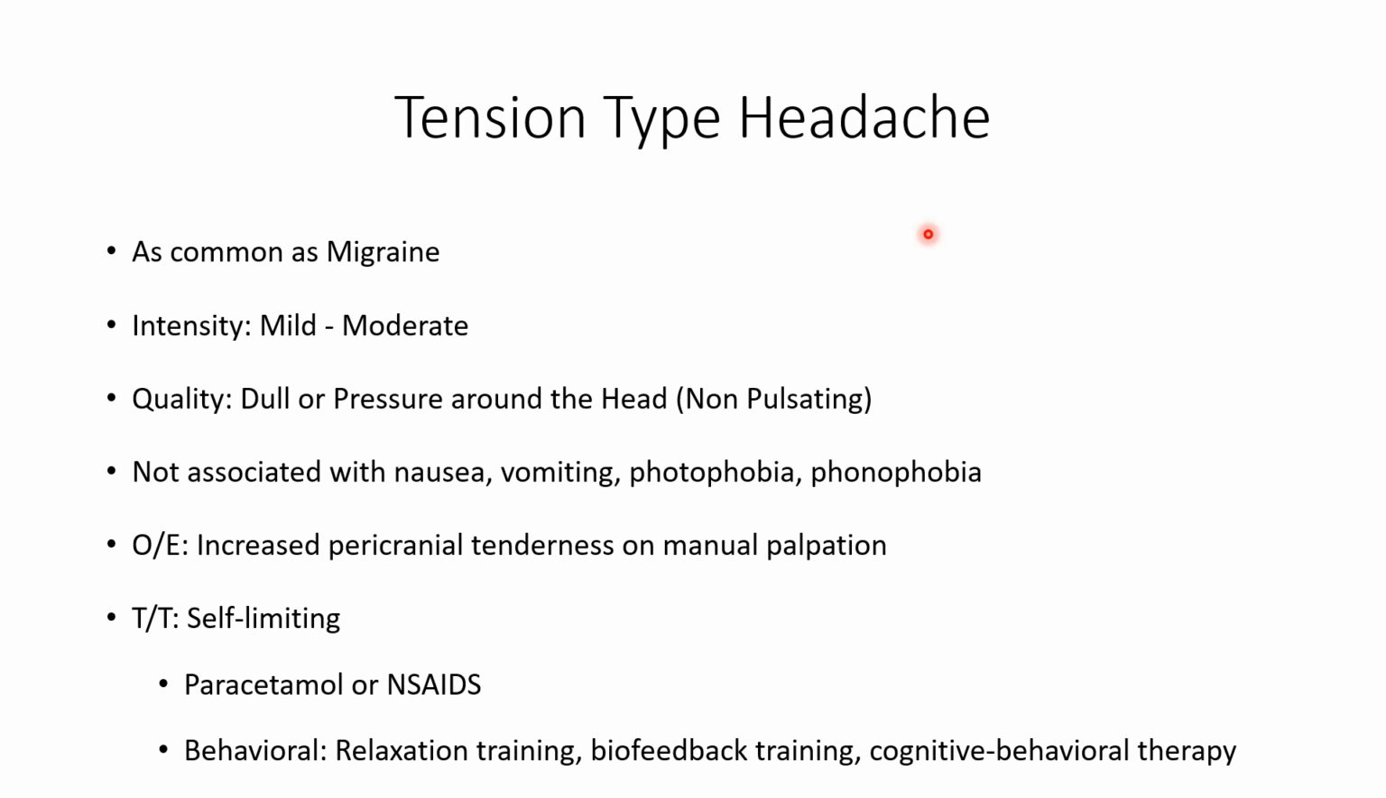On examination, increased pericranial tenderness may be present. If you manually palpate the skull of the child, there may be some tenderness. Tension type headache is also self-limiting, usually relieved by paracetamol or NSAIDs and by behavioral interventions like relaxation training, biofeedback, and cognitive behavioral therapy.